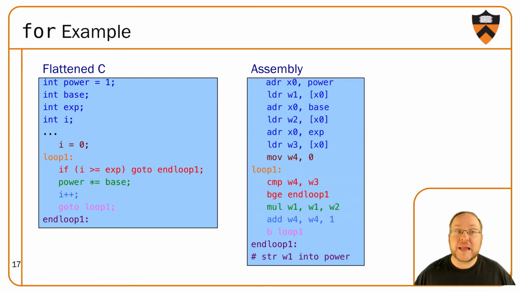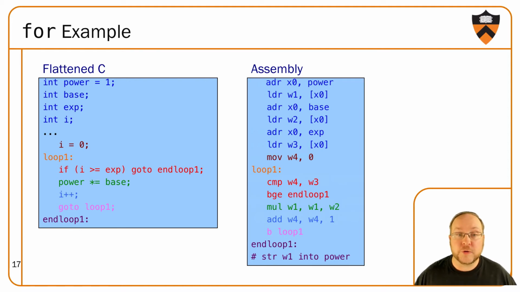And now the code. In blue are ADR-LDR combinations. We load power into W1, base into W2, and exp into W3. In maroon, then, we use W4 for I, and we initialize it to 0 as the first piece of our for loop. In red, we have the loop sustaining condition check with a CMP between W4 that we're using for I and W3 that we're using for exp. And then a conditional branch matching the flattened C ordering.